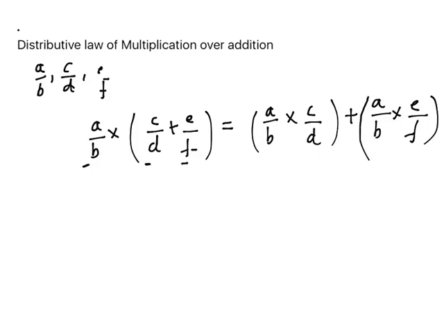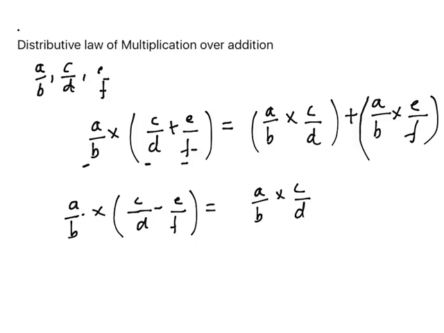And if we have a by b and we are multiplying with the subtraction of these two rational numbers, we will write it as a by b times c by d, then in between we will put a minus sign, and then we multiply a by b with e by f. So this is the distributive law of multiplication over addition and subtraction.